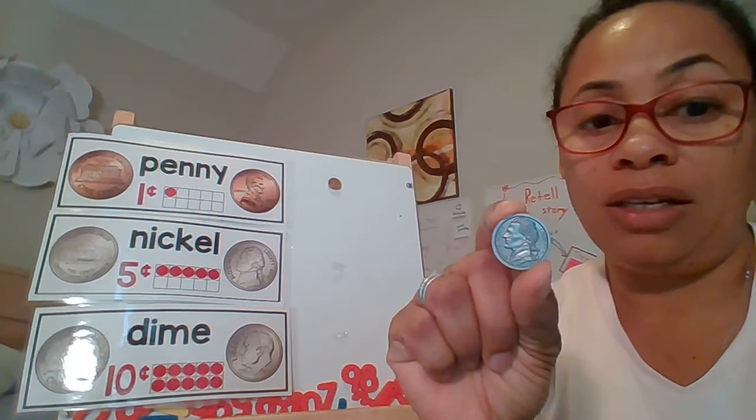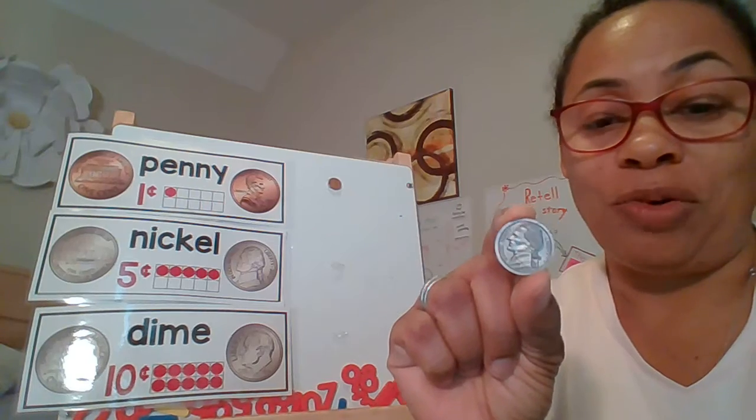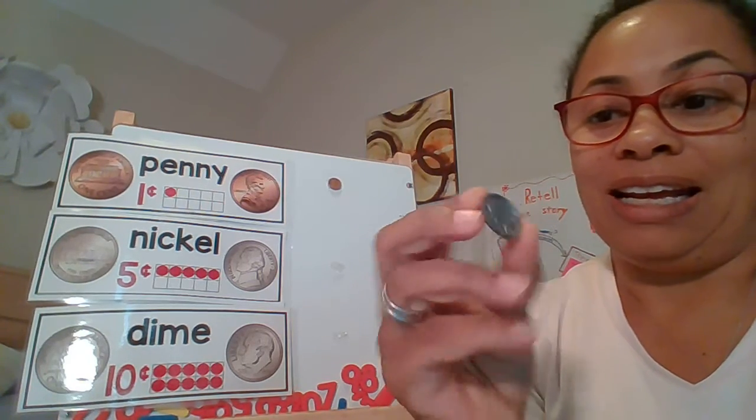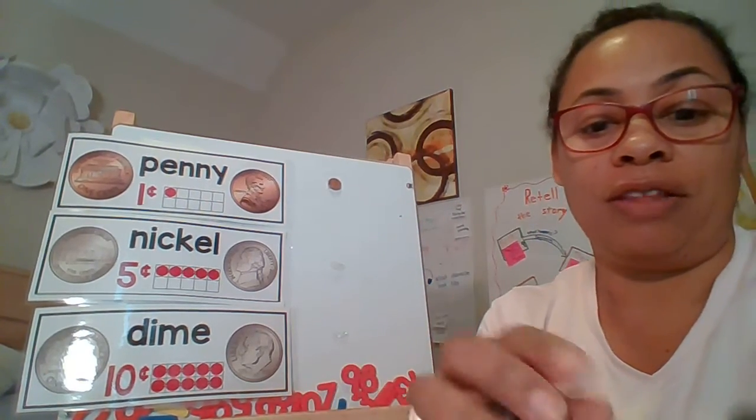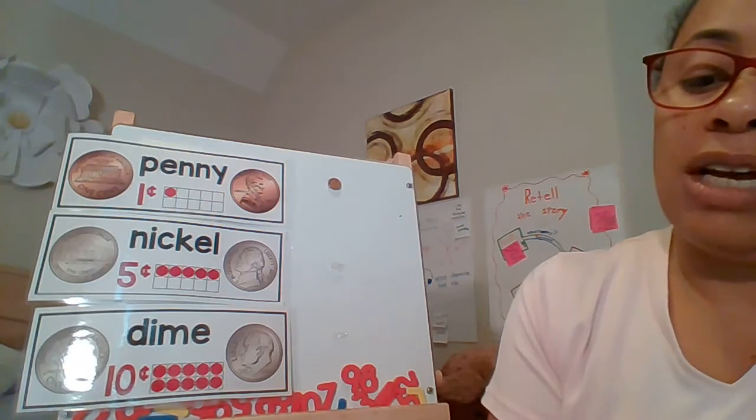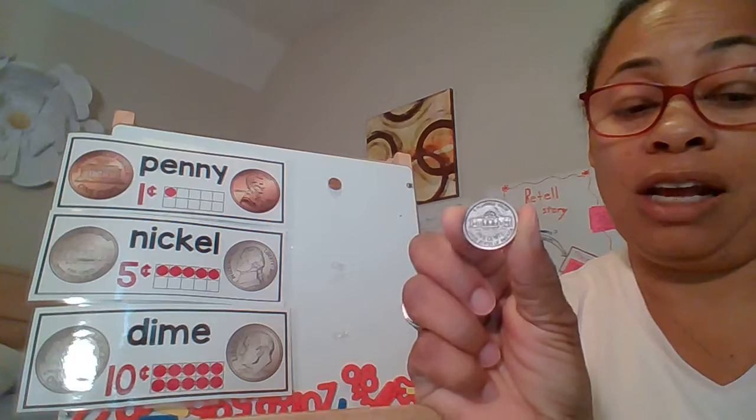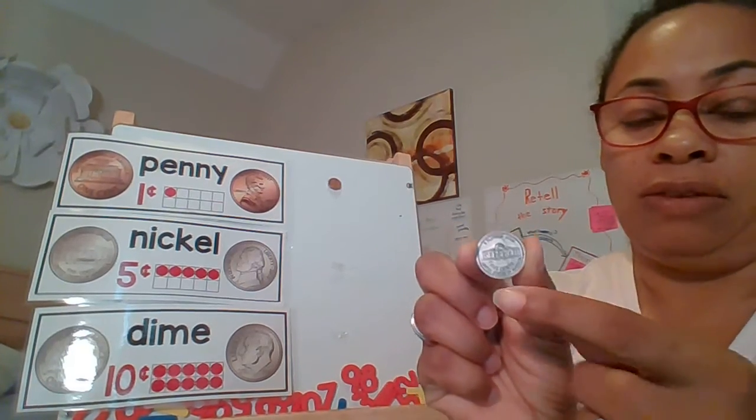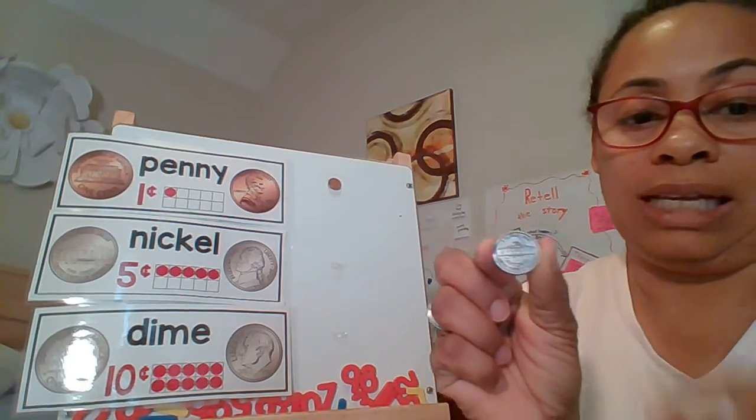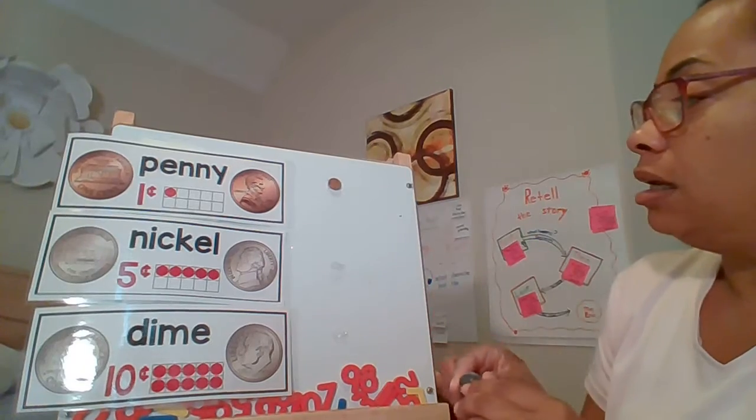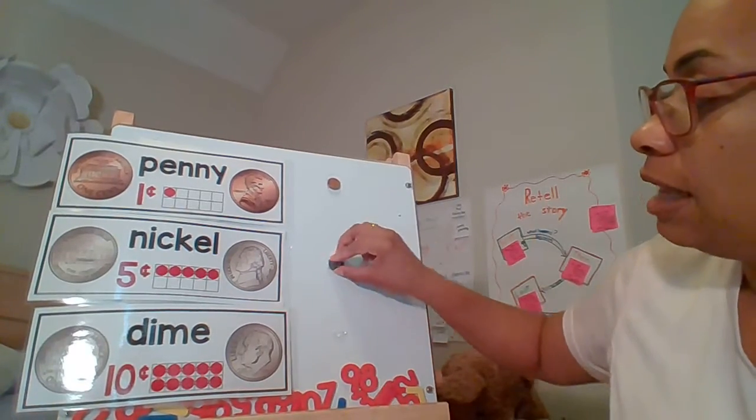Here's the nickel. The nickel is larger and it's worth more than the penny. It's got a picture of a president on the front and on the back. It even tells us 5 cents on the back. So in case you forget how much a nickel is worth, if you have a picture of the nickel, you can read that it says 5 cents on the back. So 5 pennies is the same as 1 nickel.